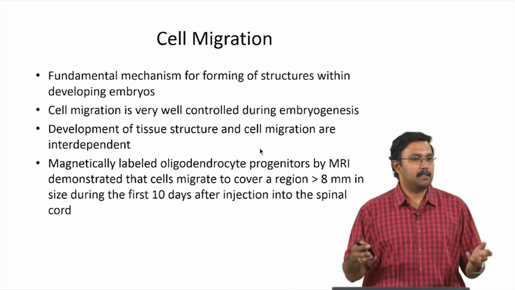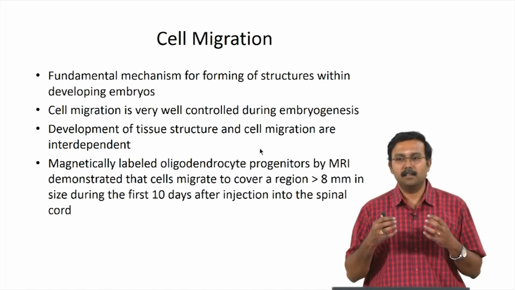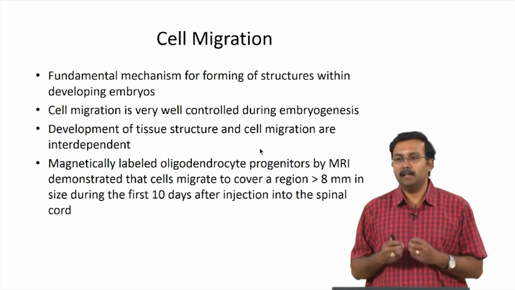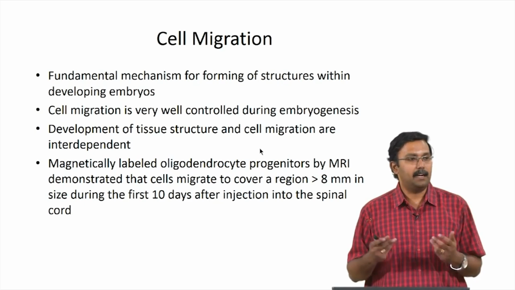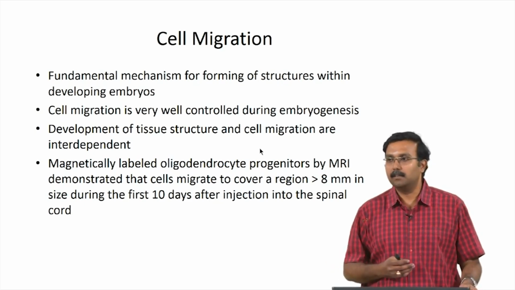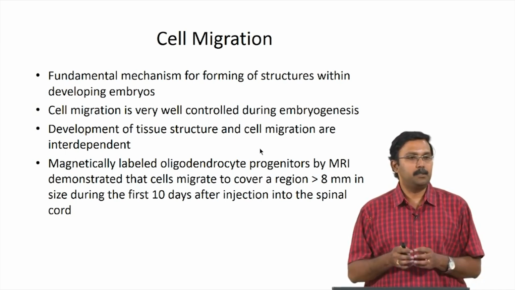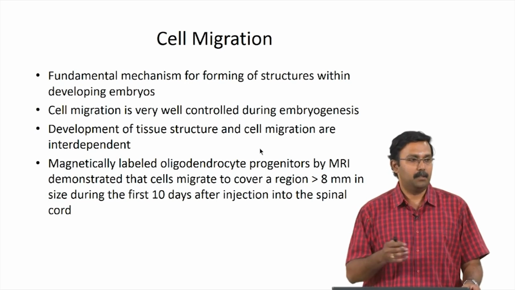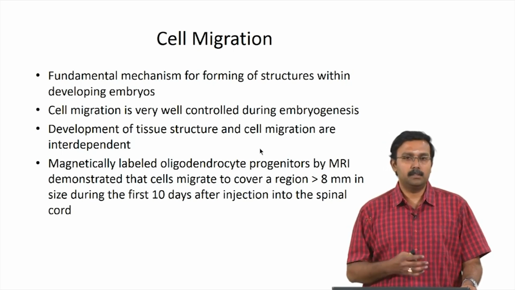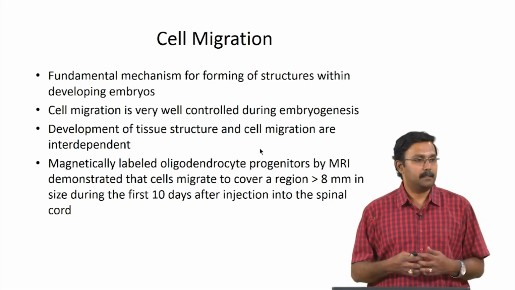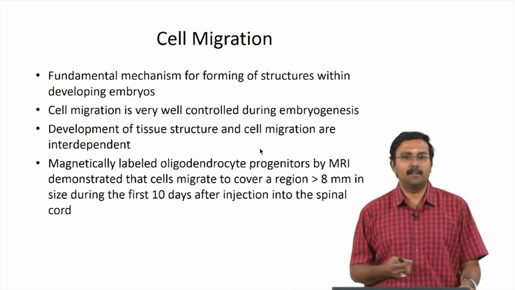So, different organs and tissues, and because of this, during embryogenesis cell migration is very crucial. It is also very well controlled, and that is why you end up with two eyes in the place where they are and a nose where it is, right. So, it is a very regulated process, and this requires cell migration to be controlled. So, development of tissue structure and cell migration are interdependent, right. Only when you have the cells migrating to a particular area, the tissues can start developing.